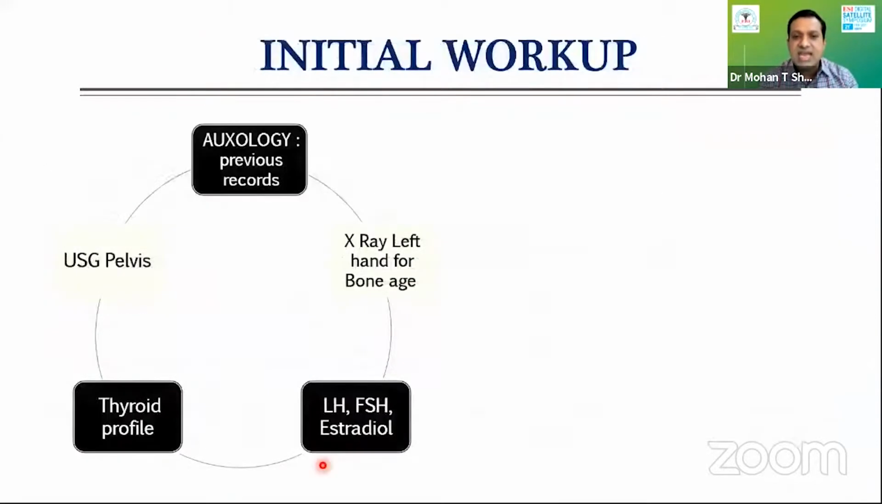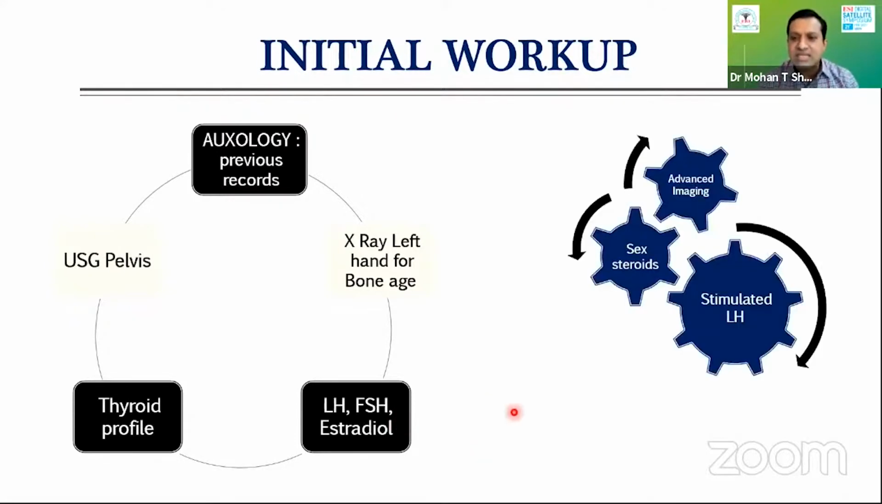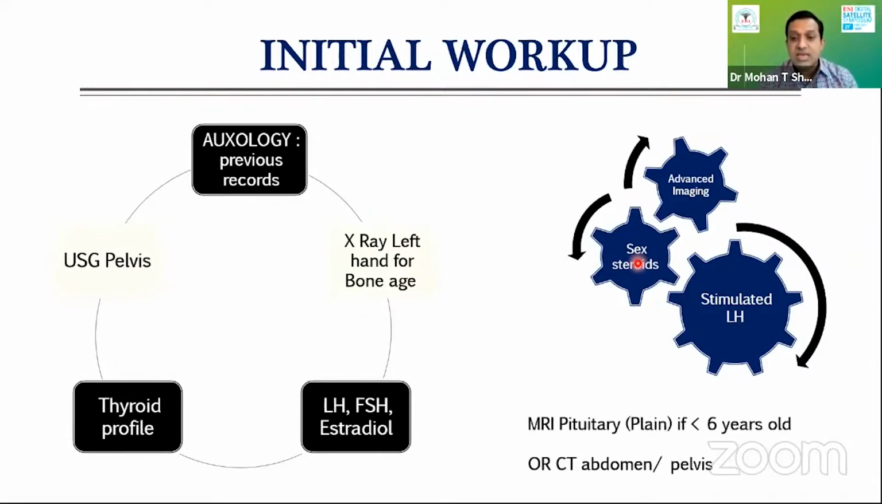Next comes the X-ray of the left hand for bone age. Then comes the thyroid profile, and then go for the ultrasound pelvis and LH, FSH, estradiol. This is the basic first parameter we usually screen. Once we do it, then go for advanced imaging, then stimulated LH studies and sex steroids if required in genuine cases. And as I told you, MRI pituitary if less than 6 years, or CT abdomen pelvis specifically for peripheral causes.